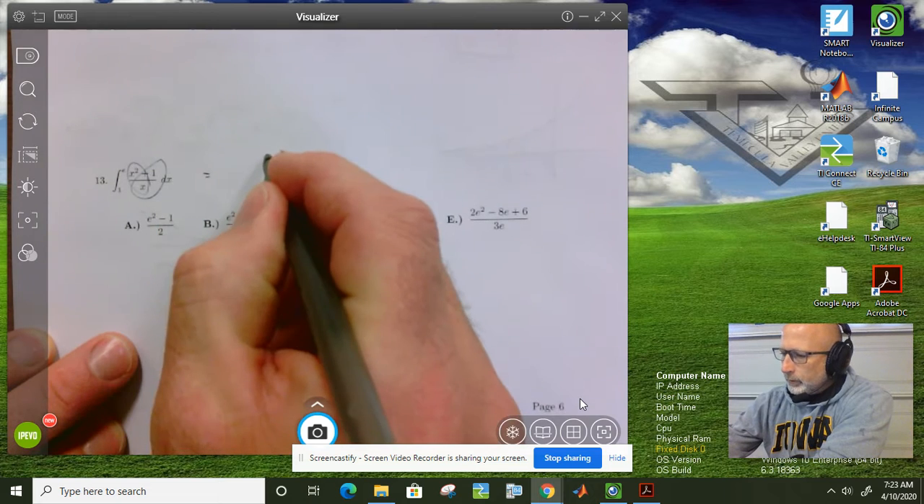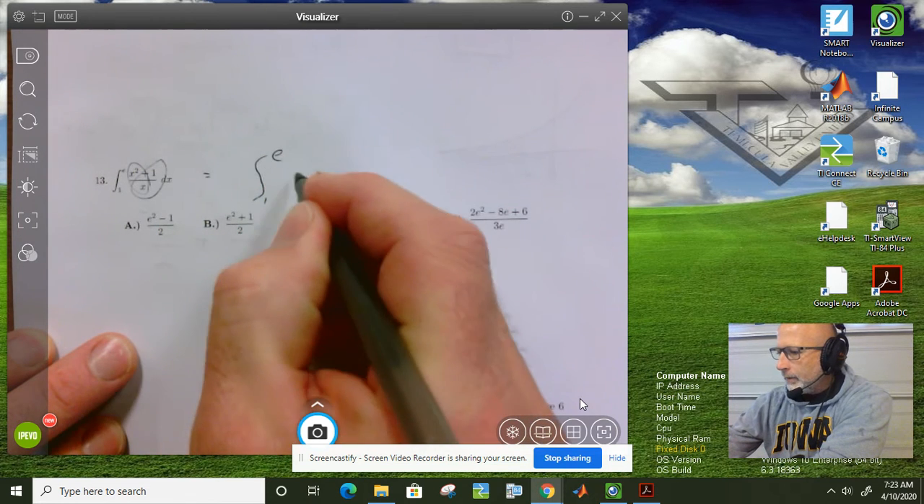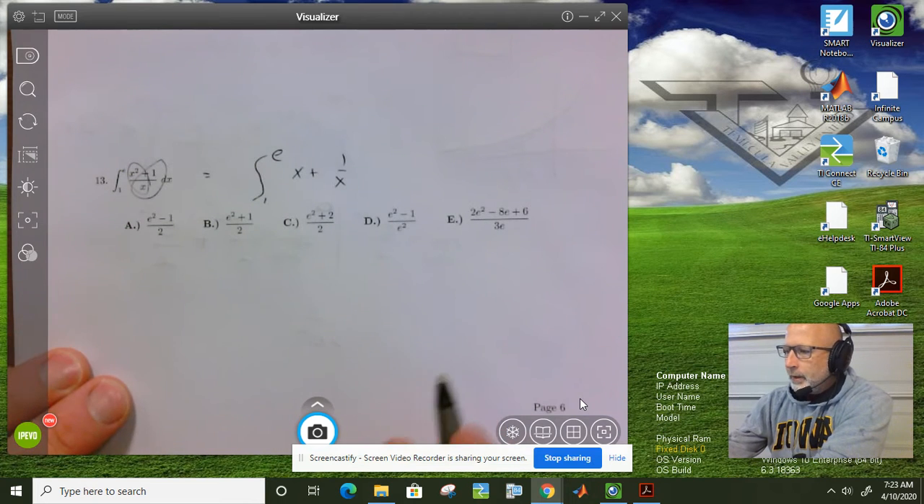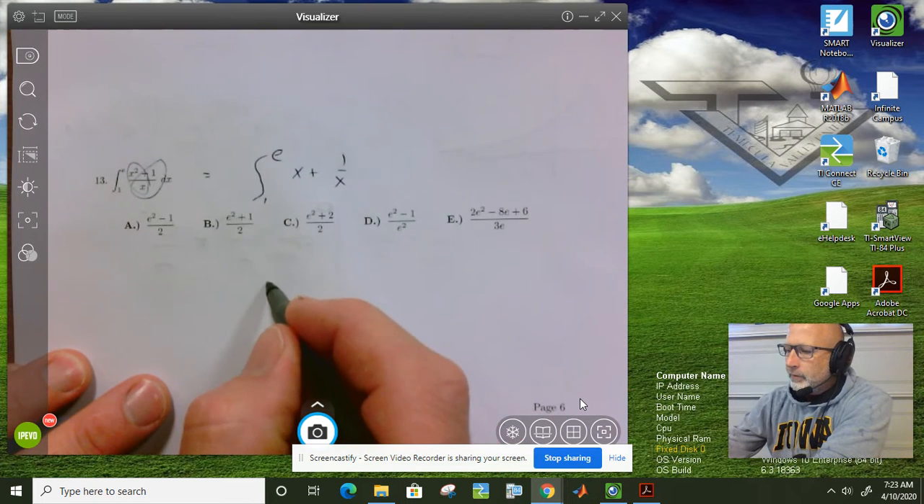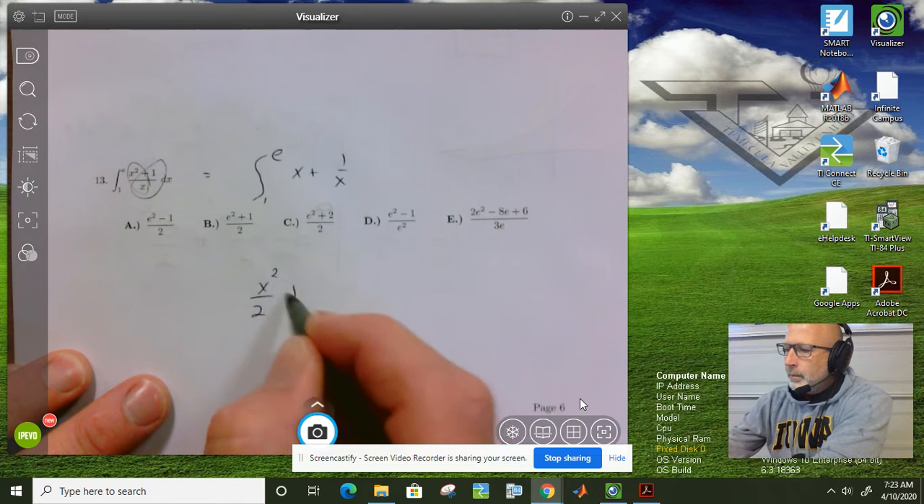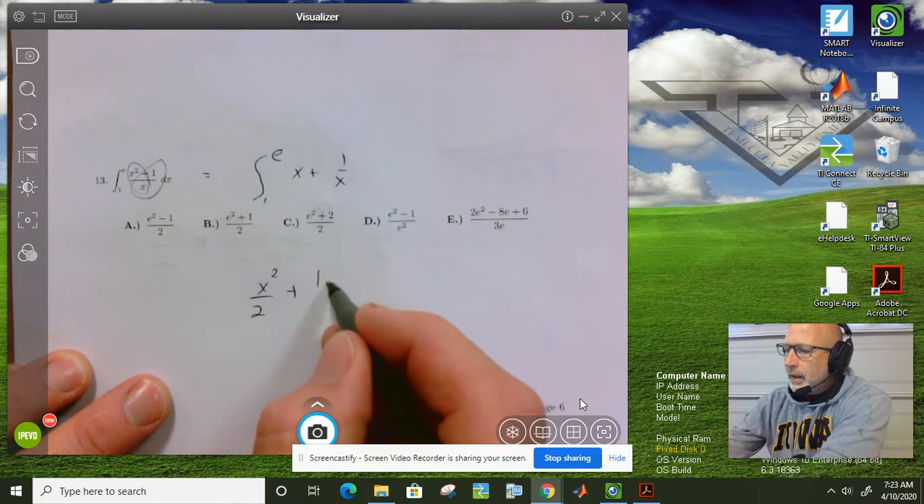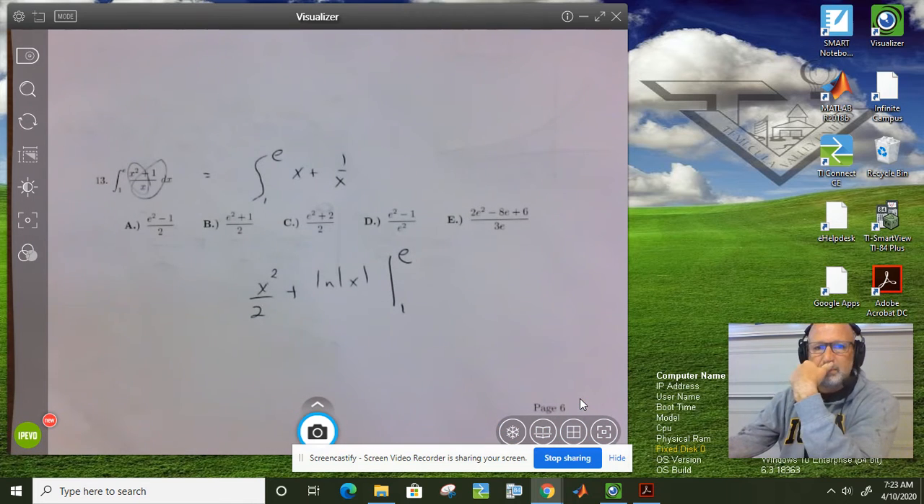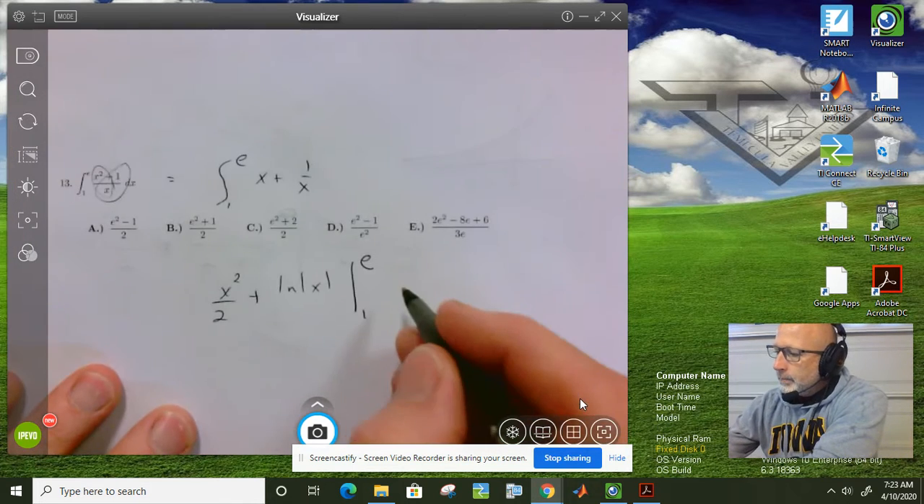So this is actually equal to the integral from 1 to e of x plus 1 over x. Okay, makes it a lot more simple. So the integral of x is x squared all over 2, plus the integral of 1 over x is ln of the absolute value of x, and we're going from 1 to e. Okay, so plug it in.